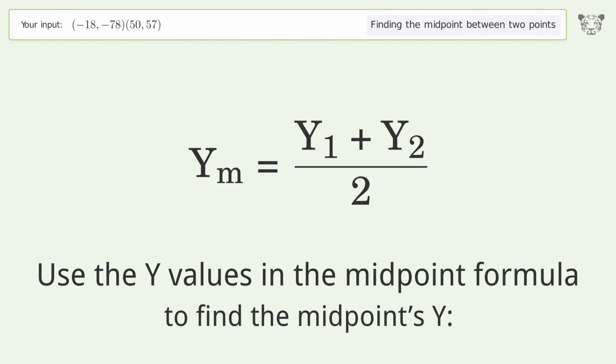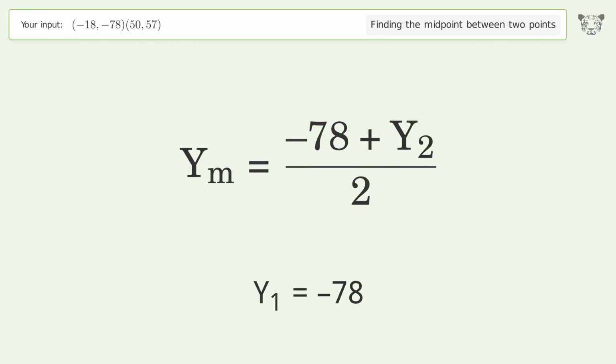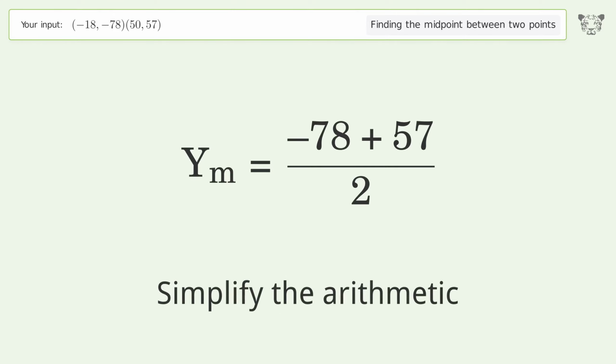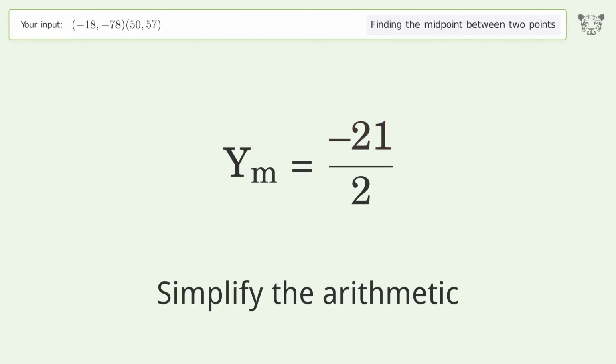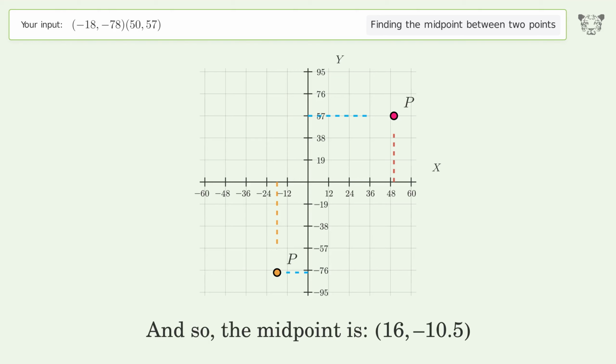Use the y values in the midpoint formula to find the midpoints y. y1 equals negative 78. y2 equals 57. Simplify the arithmetic. And so, the midpoint is 16, negative 10.5.